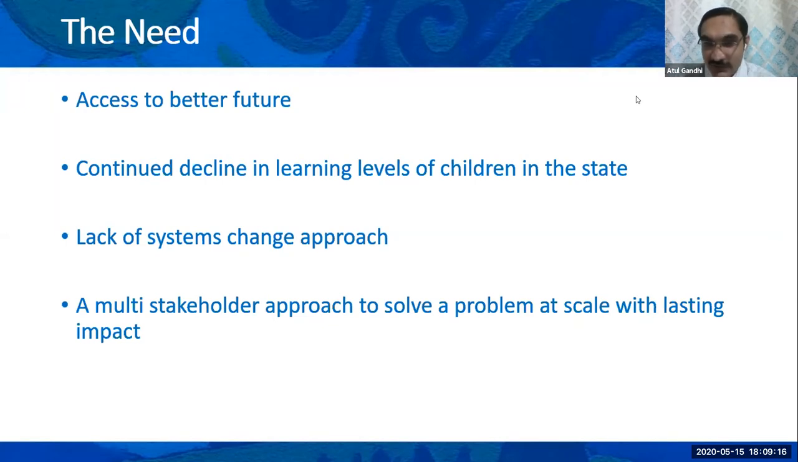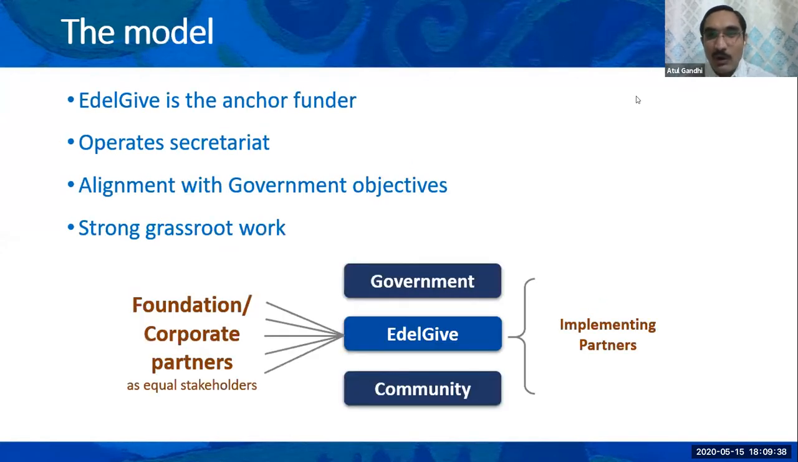So we decided to collaborate with this single objective. It was around the same time the government of Maharashtra announced the quality education program, then known as the Pragat Shaikshanik Maharashtra, which was highly focused on improving the learning quality of the learning levels of children in the state. We came up with a model where Edelgiv is the anchor funder in the collaborators and operates a secretariat.